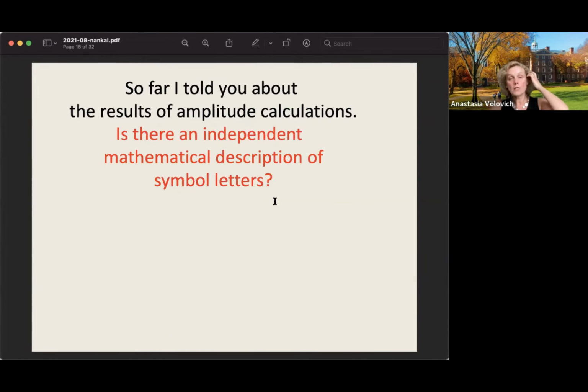And what we'd like to know, so I said I'm going to tell you a little bit about mathematical structures. The question we'd like to ask is: what is an independent mathematical description of these symbol letters?